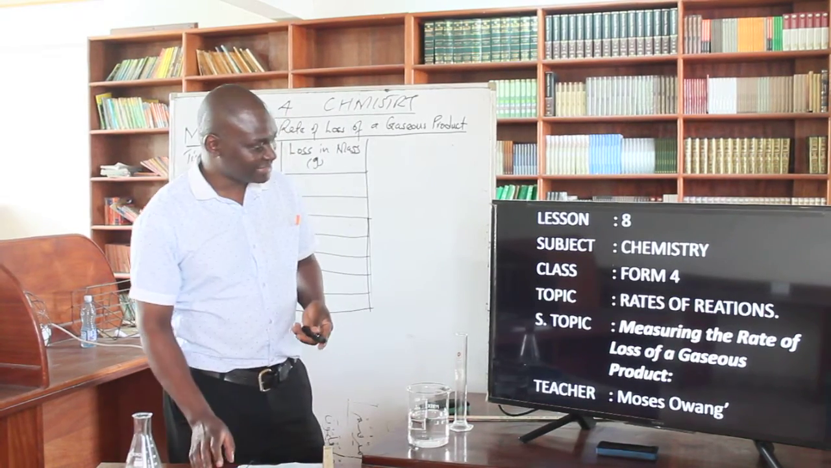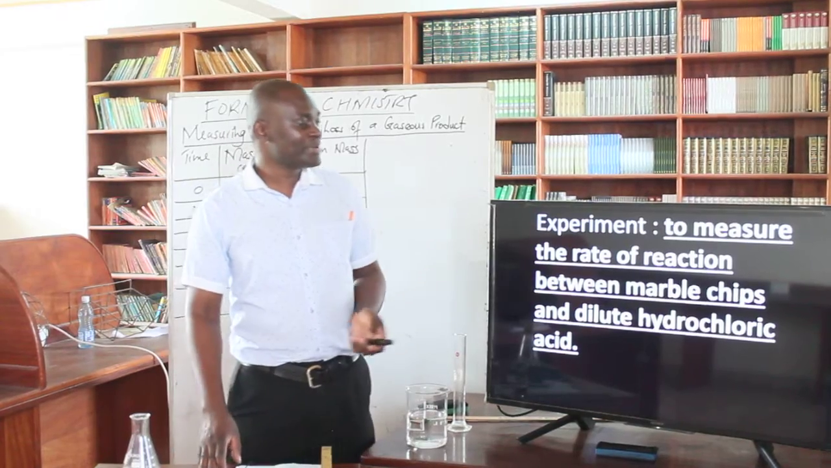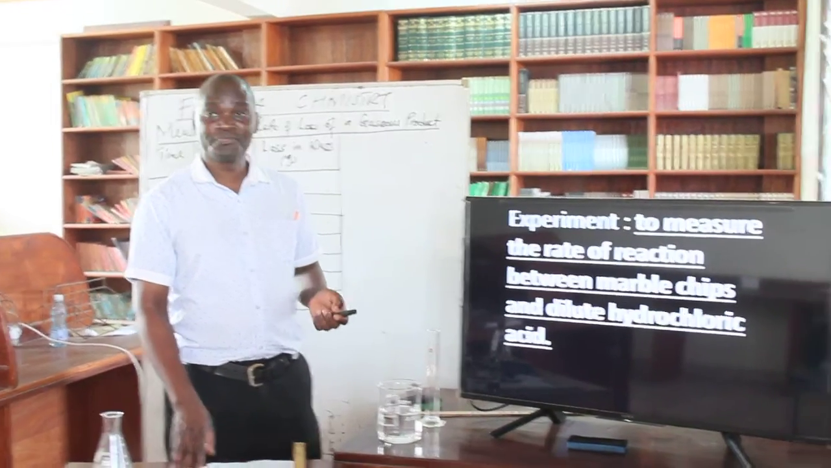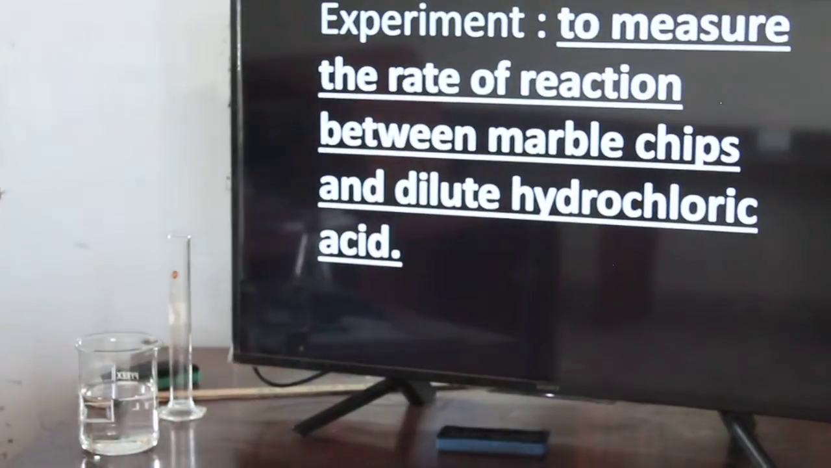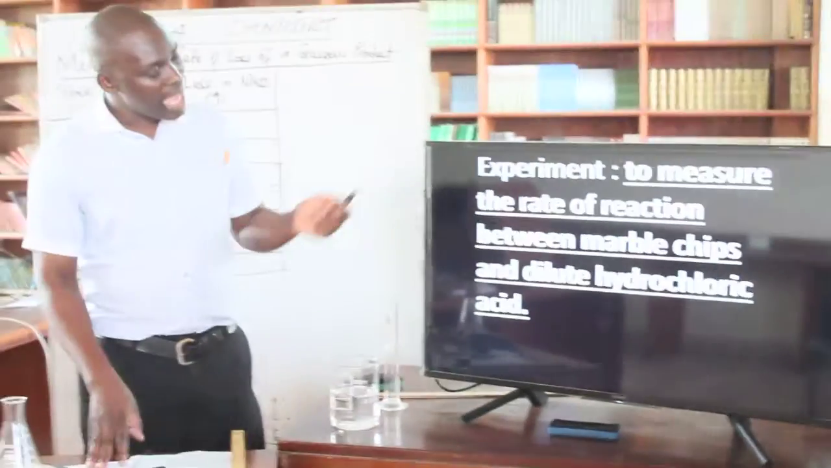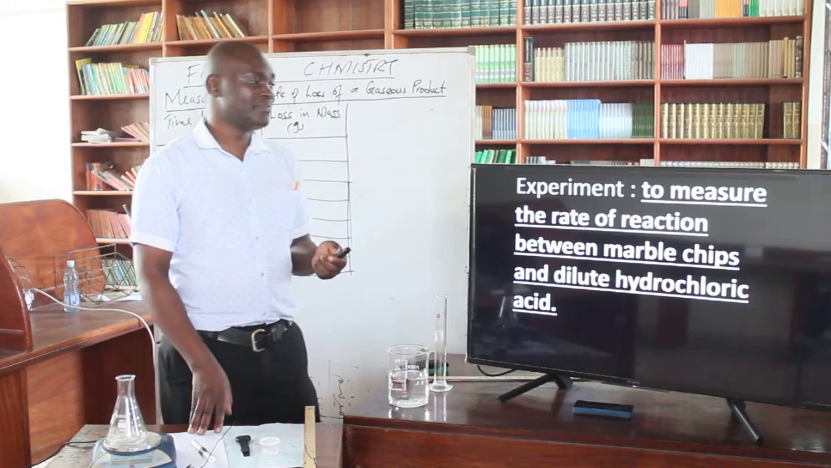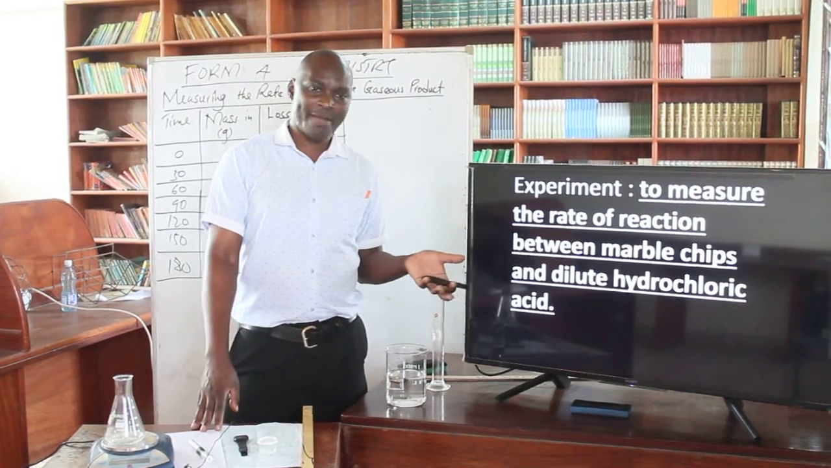Now in our case, we are going to do an experiment to measure the rate of reaction between marble chips, which contain calcium carbonate, and dilute hydrochloric acid. That's what we are going to do here. So what do we require?